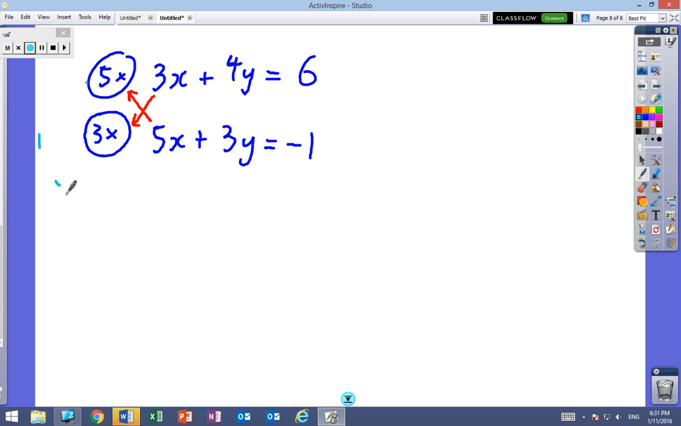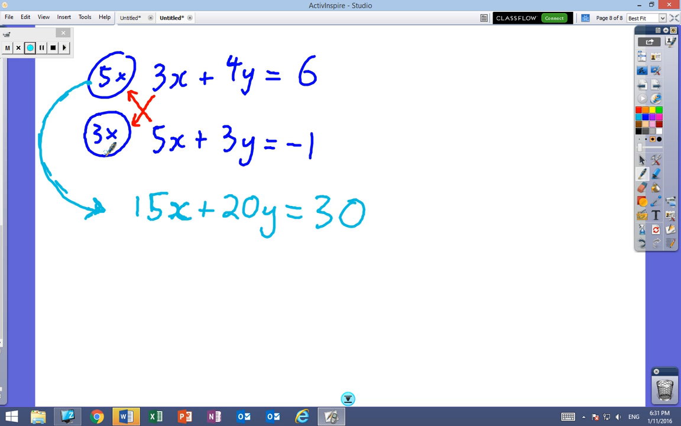Let's have a look at what happens to the top equation first. Multiplying everything by 5. 5 times 3, 15. 5 times 4 is 20 y's. I'm multiplying everything by 5. And then 5 times 6 is 30. So we've done that top one. Now I need to do this one here. I'm going to multiply this one by 3.